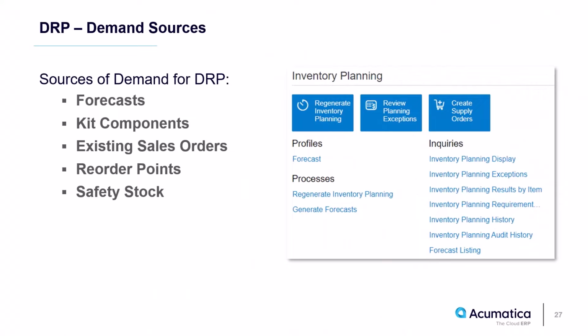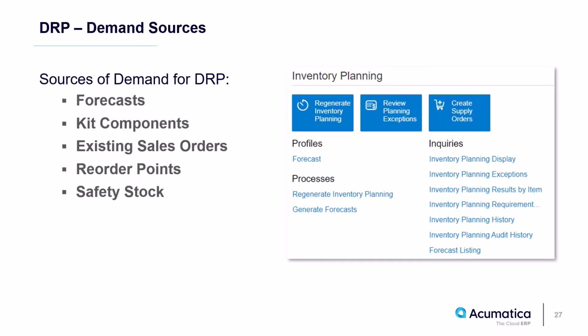Acumatica's DRP module calculates its supply plan based on a number of sources of demand, including forecast, kit components, existing sales orders, reorder points, and safety stock. Lead time is also factored in to ensure a just-in-time plan based on your specific supply and demand requirements.